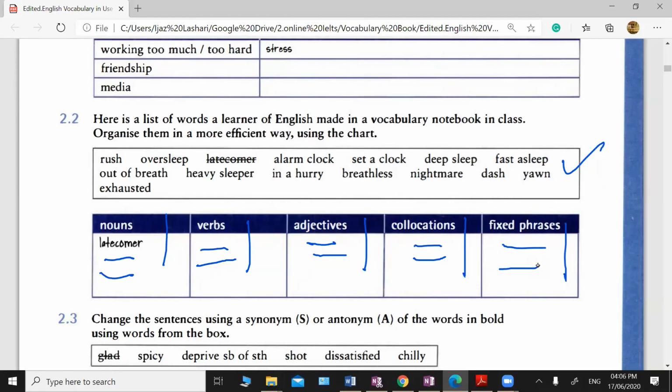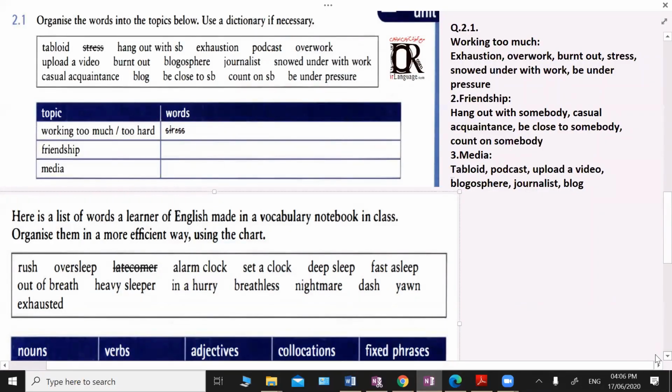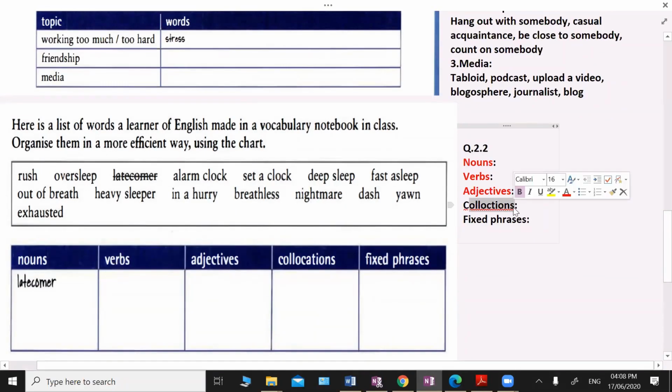Okay, try. I can give you three to four minutes. On the book you can write N for noun, V for verb, A for adjective, C for collocation, F for fixed phrases. Or just draw a column in your notebook and write the words according to their right place. We will answer it together after about four minutes. A phrase is not a whole sentence. It's not a complete sentence.